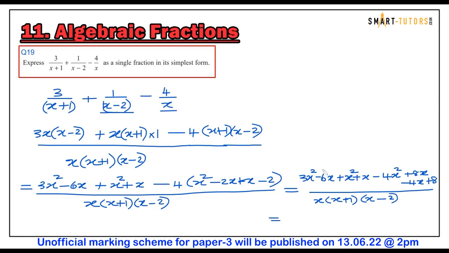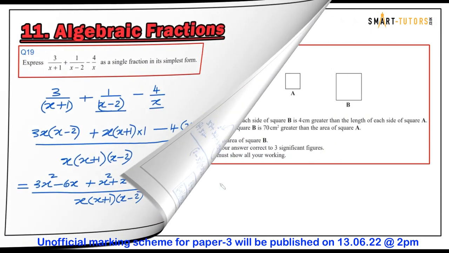And now you need to simplify. 3x squared plus 1x squared is 4x squared. 4x squared take away 4x squared is 0x squared, you don't need to write anything. Minus 6x plus x is minus 5x. Minus 5x plus 8x is plus 3x. Plus 3x minus 4x is minus x. And the last number is 8: minus x plus 8 over x plus 1, x minus 2. So this is the single expression. That is the algebraic fractions topic.